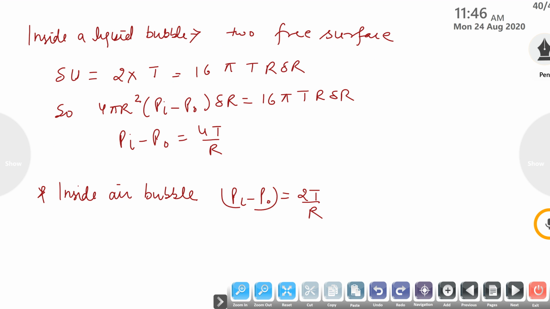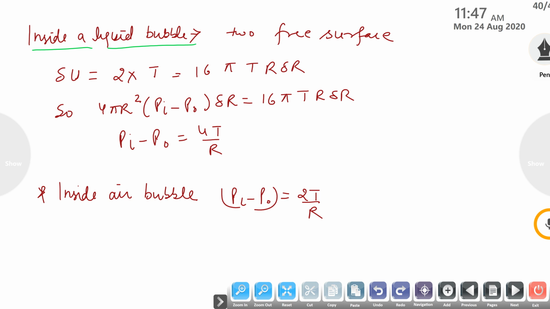Next is inside a liquid bubble. Now you have to find the excess pressure inside a liquid bubble. As you can see, for a liquid bubble there is only a free surface. This has only a single free surface.